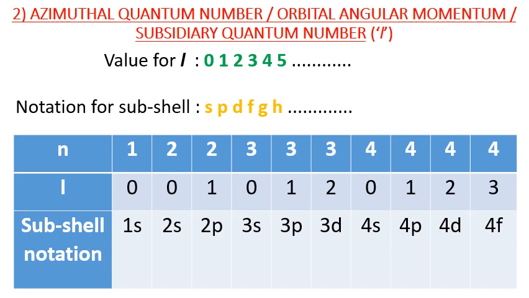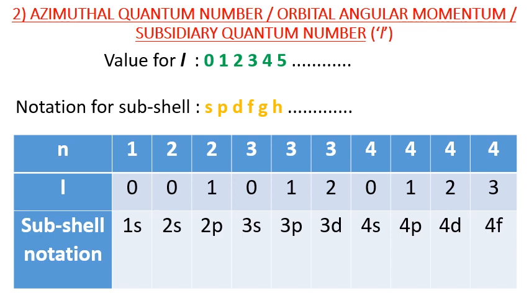If n value is 3, l value is 0, then the subshell notation is 3s. If n value is 3, l value is 1, then the subshell notation is 3p. If n value is 3 and l value is 2, then the subshell notation is 3d.